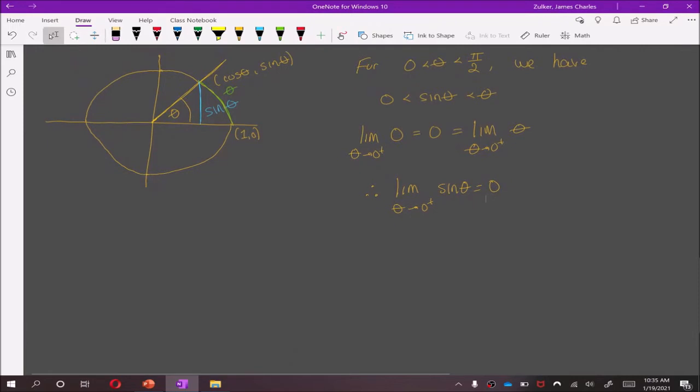To get the left-handed limit, what I'm going to do is notice for negative pi over 2 less than theta less than 0, we can write this as 0 less than negative theta less than pi over 2. What we do is we just multiply this entire inequality by -1. And remember, when you multiply by a negative, the inequalities flip. Right? So if we were to multiply by a negative, this would become greater than, this would become greater than.